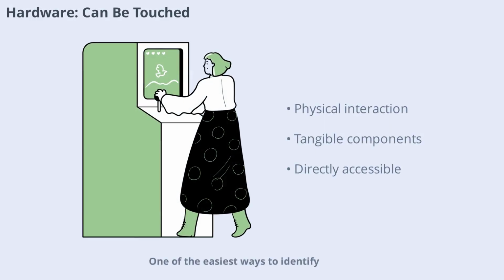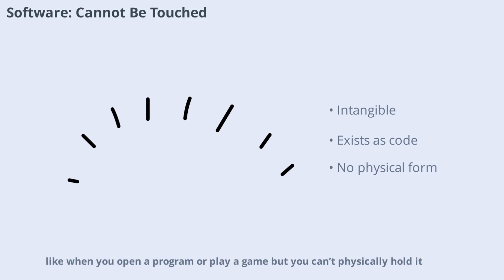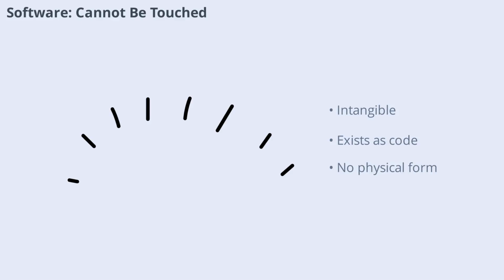One of the easiest ways to identify hardware is that you can physically touch it. Whether it's plugging in a mouse or pressing keys on a keyboard, hardware is always something you can interact with directly. In contrast, software cannot be touched. You can see its effects on the screen, like when you open a program or play a game, but you can't physically hold it. It exists as code and instructions stored on your computer.